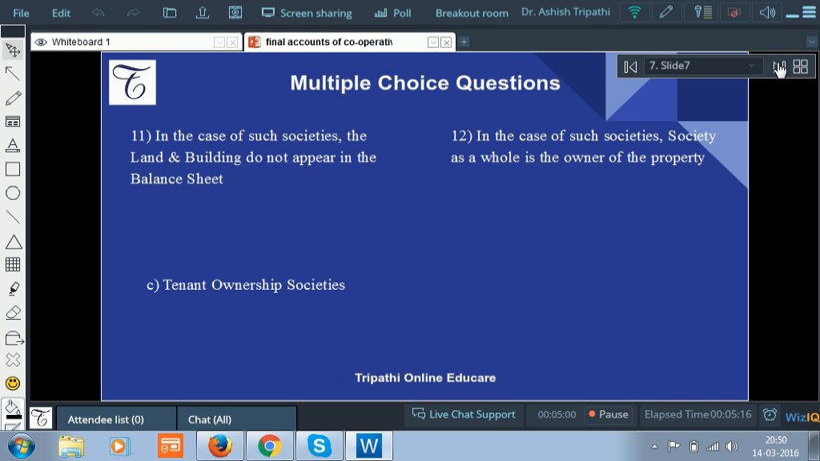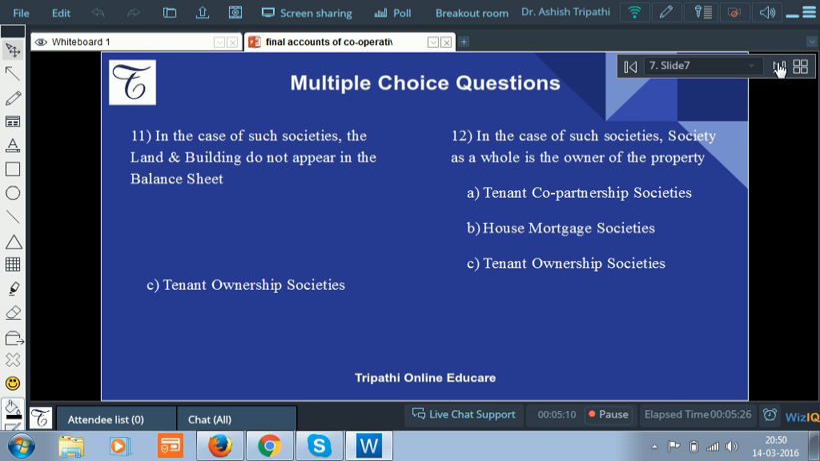Twelfth, in the case of such societies, the society as a whole is the owner of the property: A. Tenant co-partnership societies, B. House mortgage societies, C. Tenant ownership societies, D. House construction societies. And the correct answer is C, tenant ownership societies.